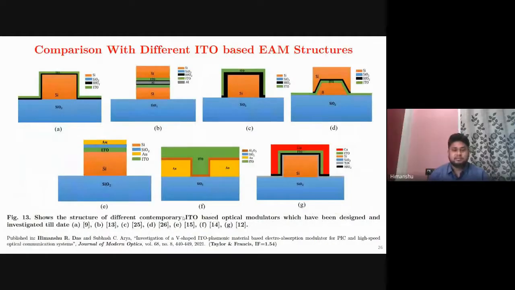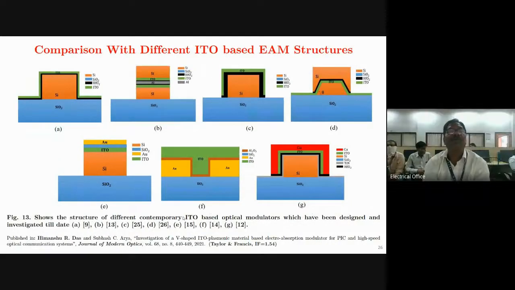Yes, sir. Okay, this is the design you have given. Okay, 27.